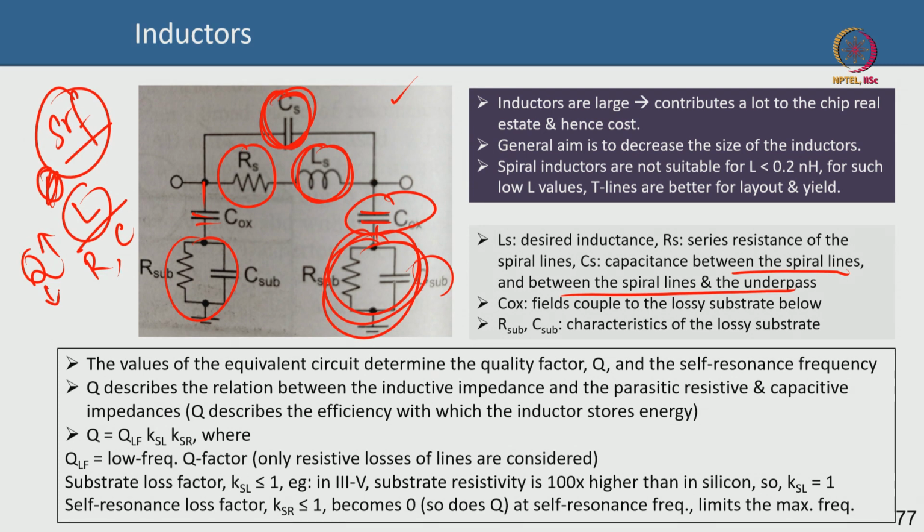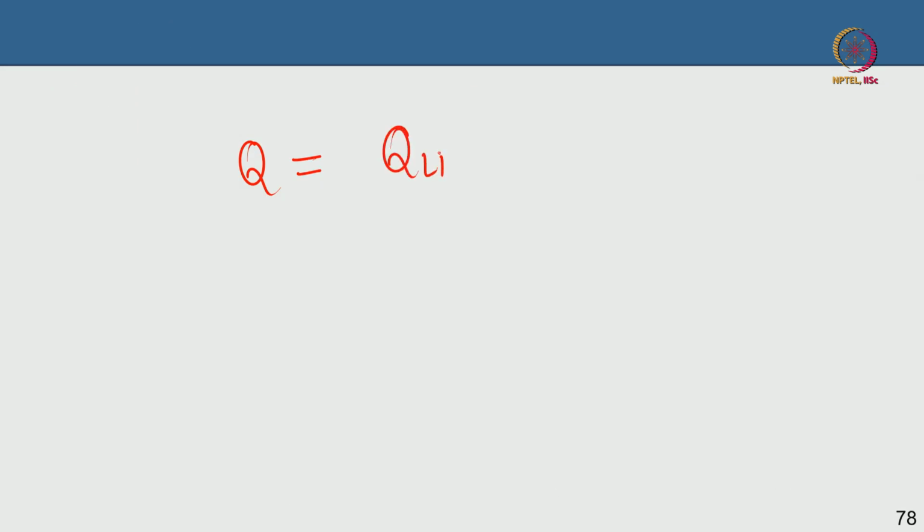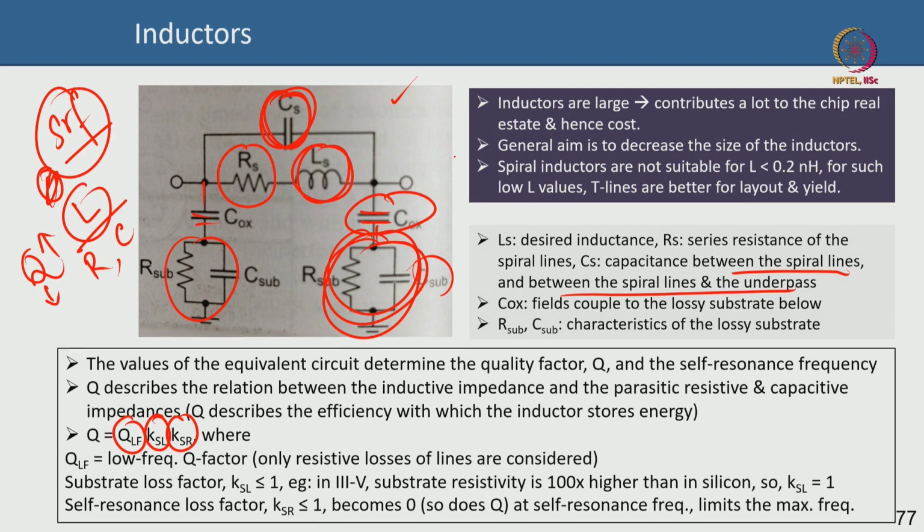I will show you what typical values there are in state of the art devices, but it is a product of 3 factors: 1, 2 and 3. Okay. So maybe I can just take a white screen here. The Q factor has 3 dependents. One of them is your QLF. What does this mean? What does QLF mean?